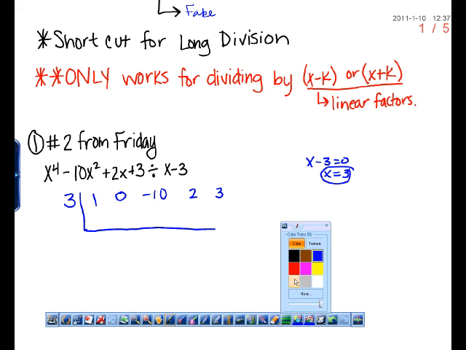Now let's actually work through the process. Here's what we're going to do. First thing we're going to do is we are going to bring down the first term. And we're going to write it down. So your first step is to bring down.